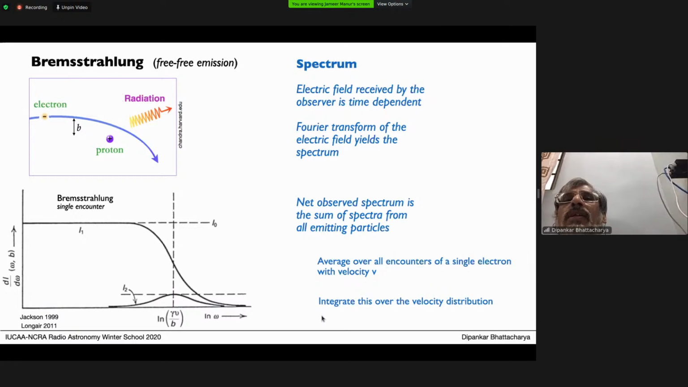Then, in a medium, there are electrons with a whole range of values of velocity. For example, if it is a thermal source, electrons have a Maxwellian distribution of velocity. So you have to take the velocity distribution and integrate over that as well. So there are these two integrations which need to be done: one is averaging over b, and the other is integrating over the velocity distribution. And that will then give you the full spectrum from a given source.